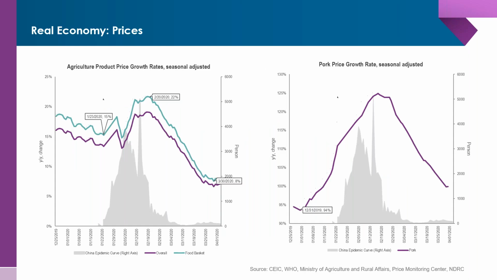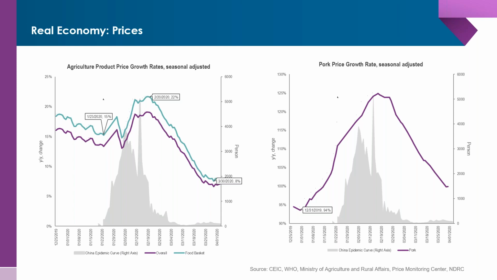So let's move on to the next slide about China's agricultural product prices during the first 3 months in 2020. The left graph shows the seasonal adjusted growth rates of all agricultural product prices and food basket price. They all follow the same path, so I would only focus on the food basket. The growth rates of price accelerated after the lockdown of Wuhan.